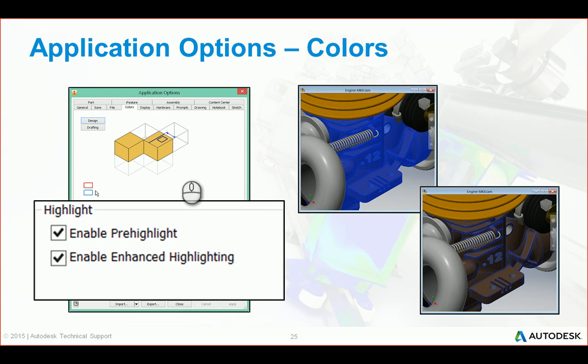Alright, we're going to go over the pre-highlighting and enhanced. Pre-highlighting's the top, shows you how you highlight it. Now the enhanced highlighting is, it tries to choose contrasting colors so that it's easier to identify. So that's in the lower right corner.